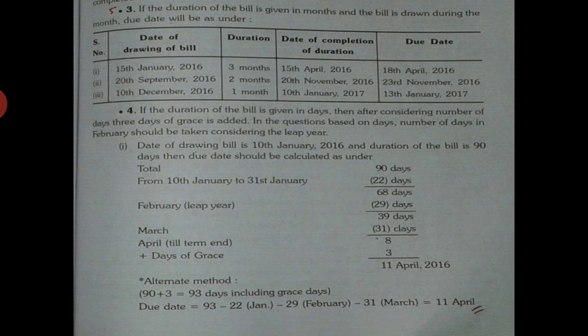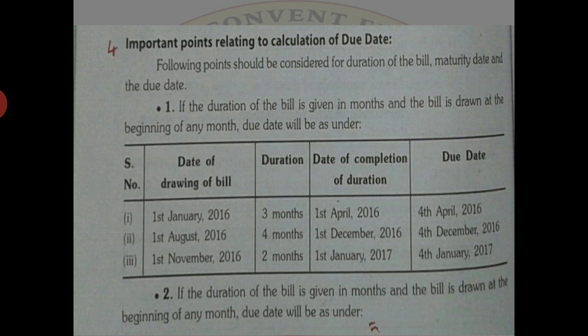If it is at the end of the month, suppose 30th January, and 1 month duration is there, then the date of completion becomes 29th February 2016, because 2016 is a leap year, so that will be included, and the due date falls after 3 days, that is 3rd March. So likewise you can count the due date and completion of duration.